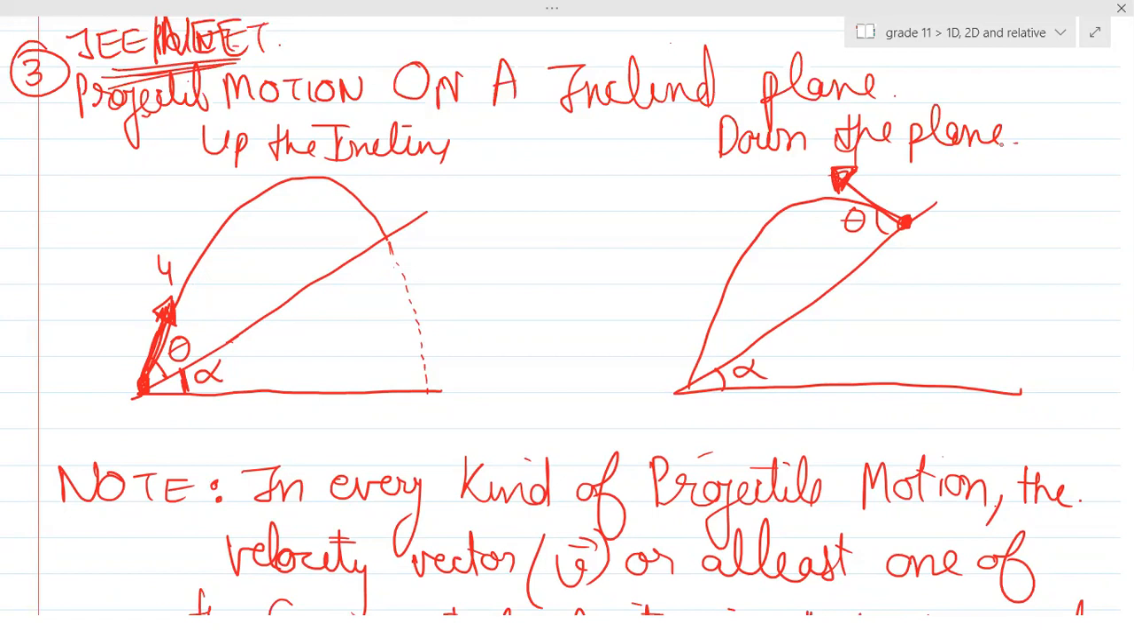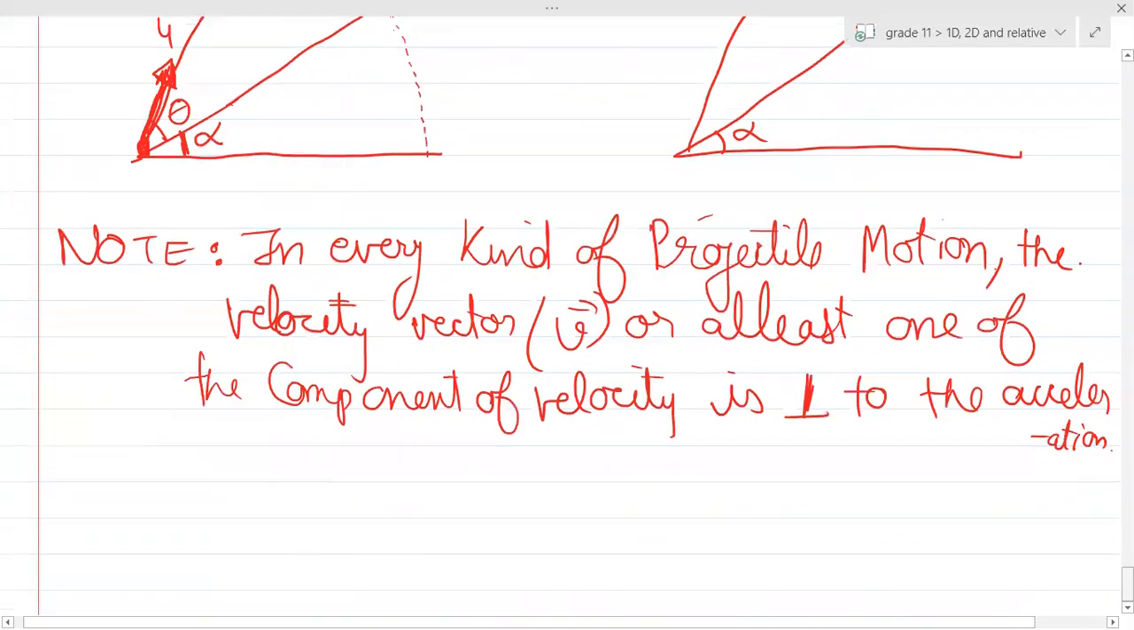So guys, let's start. Give the heading oblique projectile. Acha, sir, this point, can you explain this point?